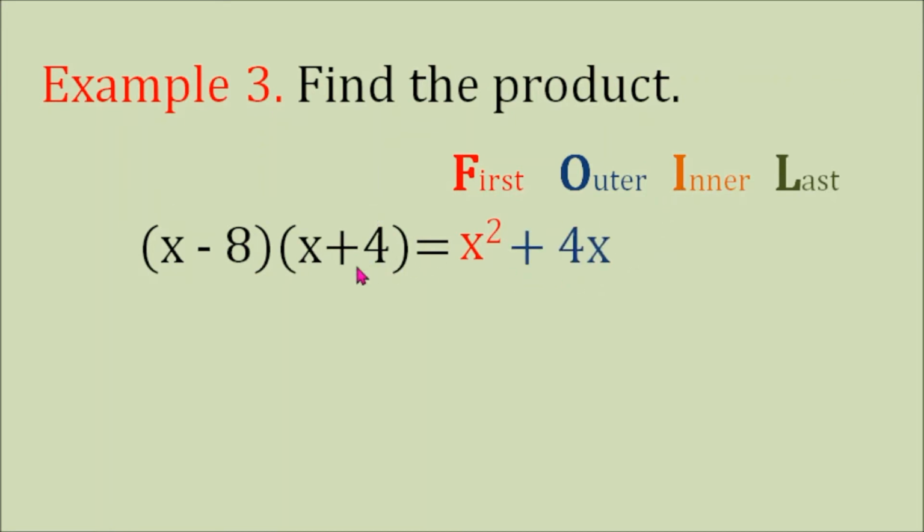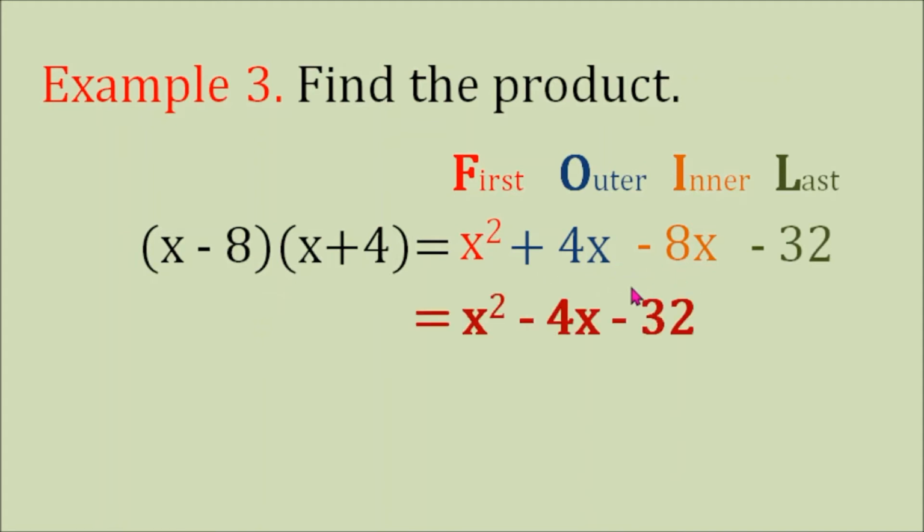Then product of the inner terms, that's negative 8 times x, that's negative 8x. Then product of the last terms, that's negative 8 times 4, and that's negative 32. We can combine 4x and negative 8x, and our answer is x squared minus 4x minus 32.